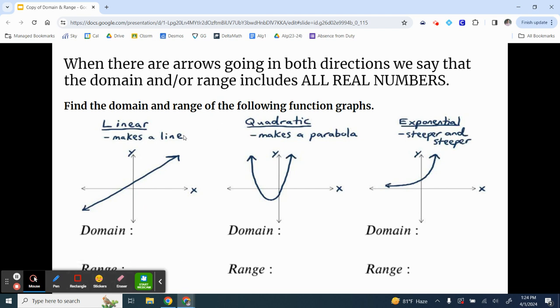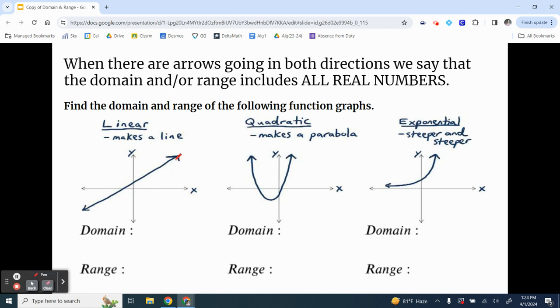So we've gone over 3 functions in this class. Linear, which makes straight lines. Quadratic, that makes parabolas. And exponential, that make these steeper and steeper graphs, whether it's growth or decay. Now for each of these, you're going to have special cases going on. Linear is probably the easiest one to remember because guess what's going on?